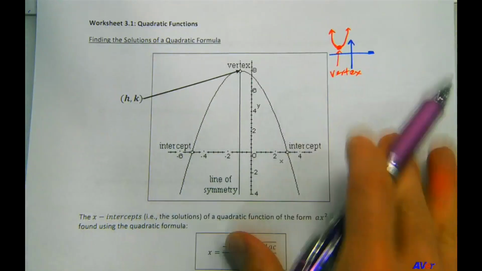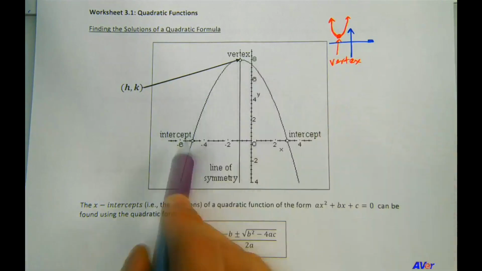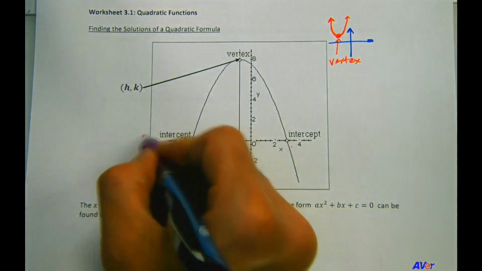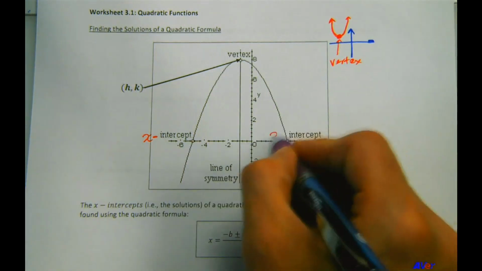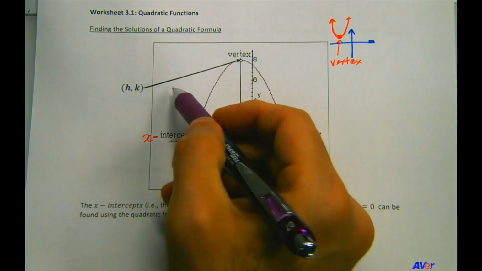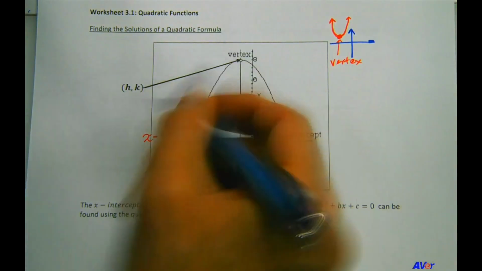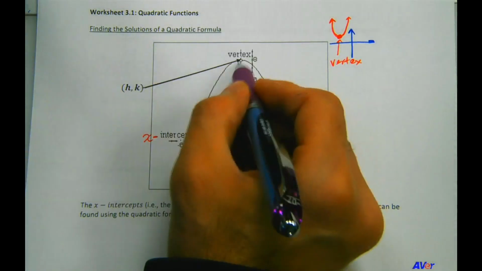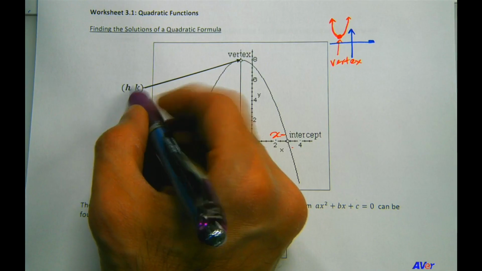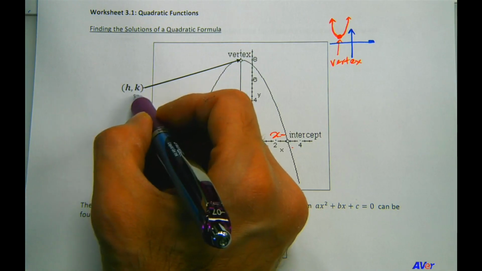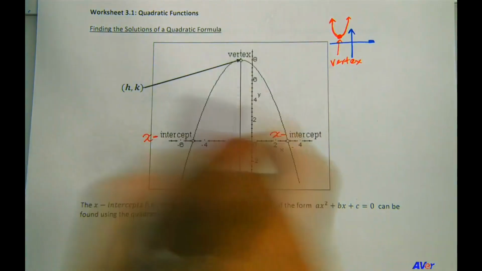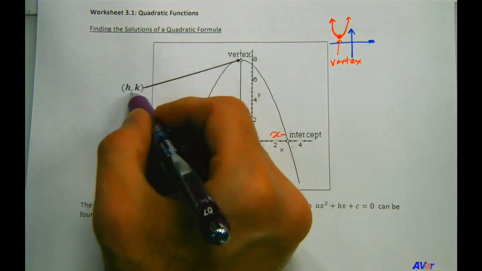Okay, and if the arms of this curve intersect the x-axis, those are called the x-intercepts. So that's one x-intercept on this side, and that's another x-intercept on that side. In most books that I've seen, the authors like to refer to that vertex with coordinates with letters h comma k. This is the same thing as the x comma y coordinates, but when those coordinates refer to the vertex of a quadratic graph, then they call them h comma k.